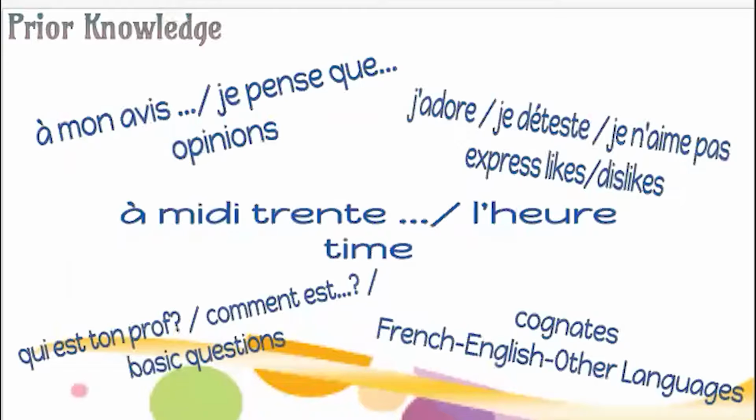This is my students' prior knowledge. They know their numbers, telling time, cognates, expressions of opinions, of course likes and dislikes, and basic questions. So in this lesson, the students will be able to use à mon avis, je pense que, which is I think, or je déteste, je n'aime pas, etc.